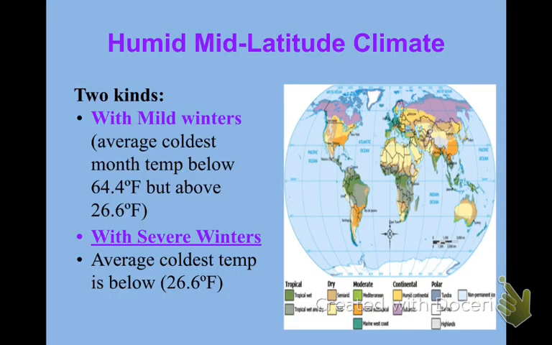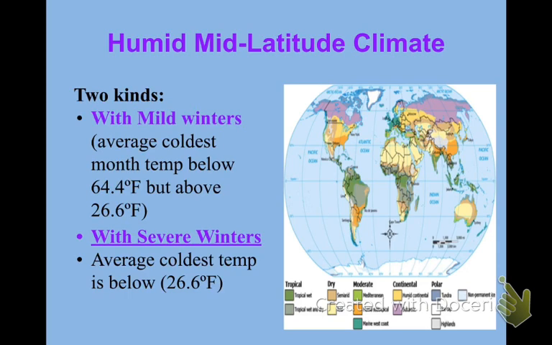Our second type of climate, according to the Köppen Climate Classification System, is humid mid-latitude. So first we talked about humid tropical. Now we're looking at humid mid-latitude. There are 2 types of humid mid-latitude. There's humid mid-latitude with mild winters, or humid mid-latitude with severe winters.